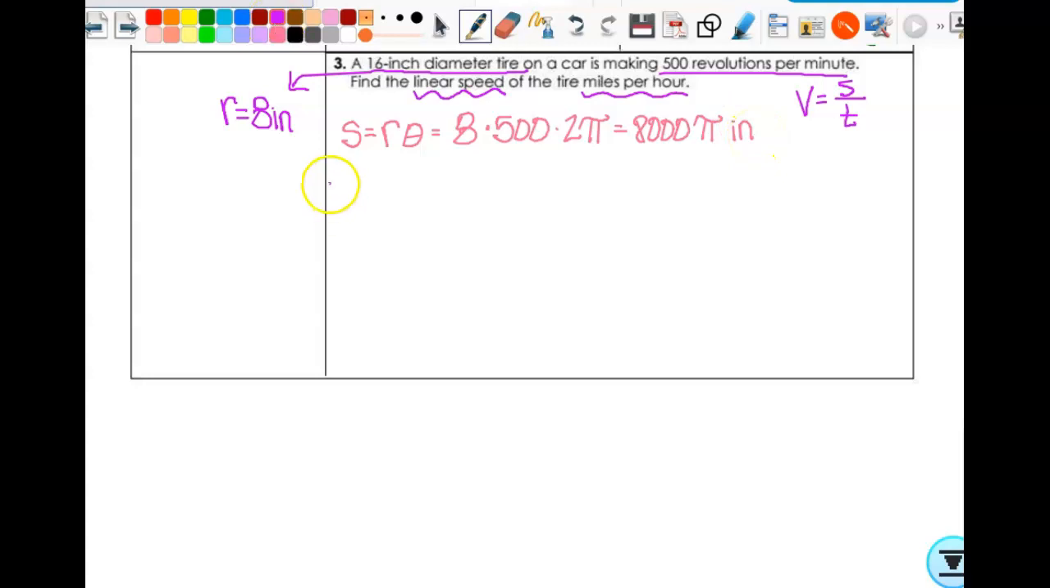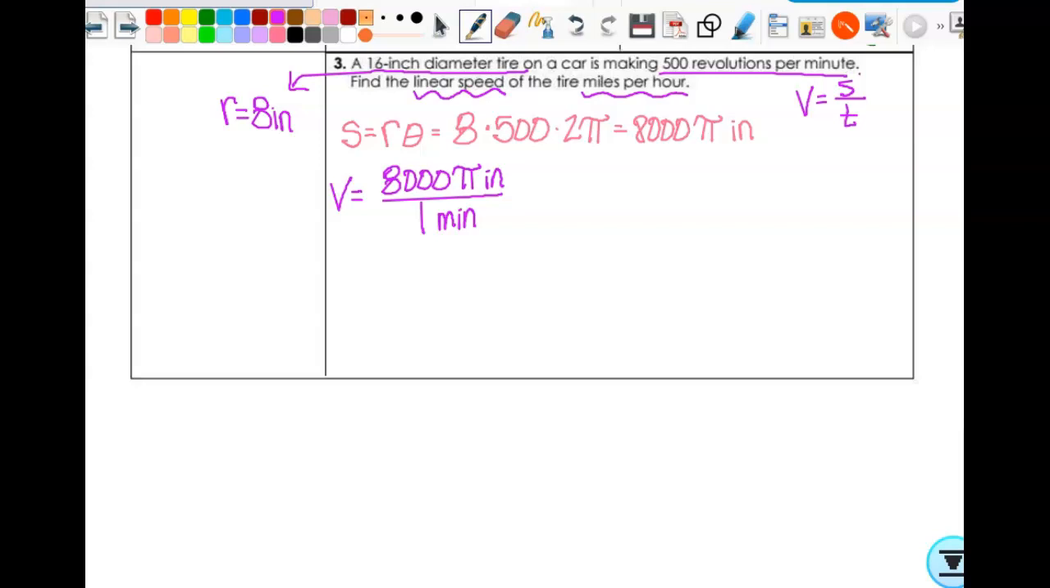Okay, so then I go and put it in my velocity formula. I found S, that is 8,000 pi inches over, and then this was revolutions per minute, so that's for every 1 minute. When I look at the actual question, I want my answer in miles per hour, so I'm going to have to do some dimensional analysis here, which is super easy if you just write it down and do it.